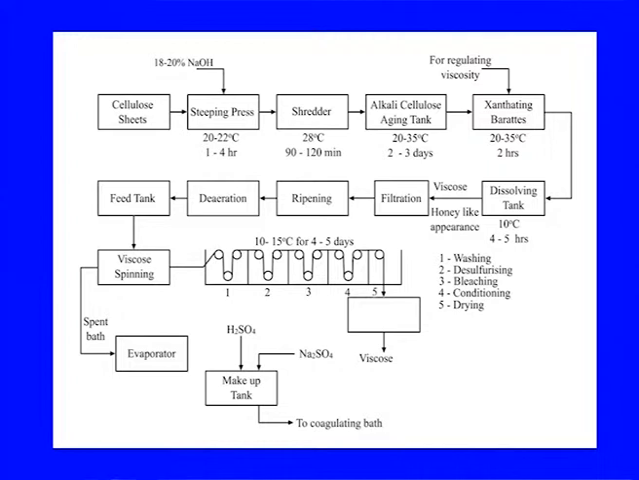These were the steps which we discussed in detail earlier, and this is a process flow diagram. Then the viscose spinning will go to the spinning bath, where you get your viscose fiber. It goes to the coagulation bath, that is the makeup tank where H2SO4 and Na2SO4 you are adding. So this is the washing, desulfurization, the bleaching and the conditioning and drying. These are some of the other steps that are involved.